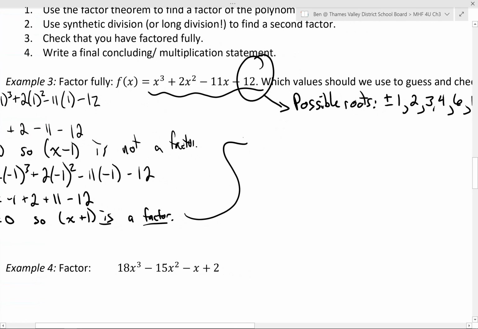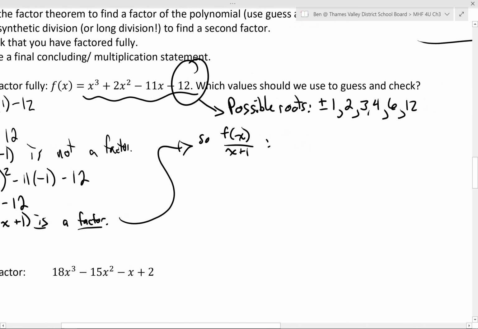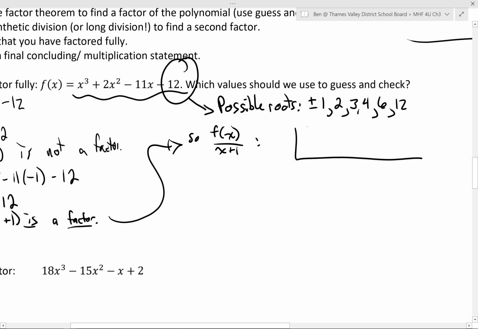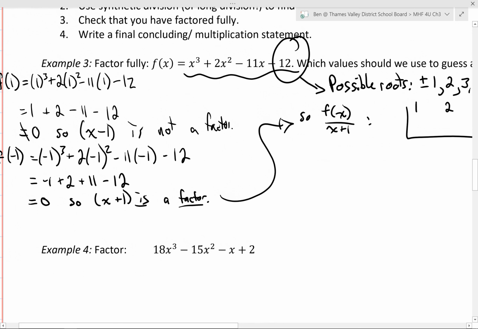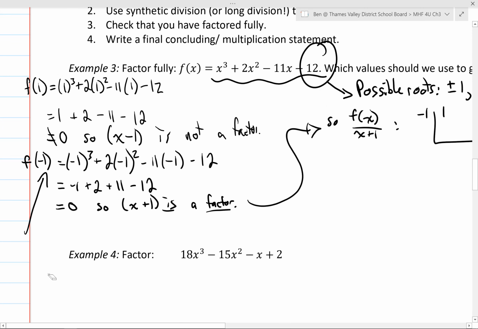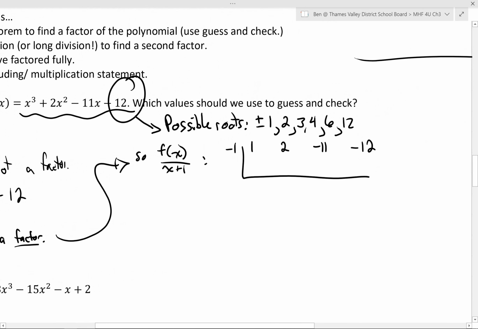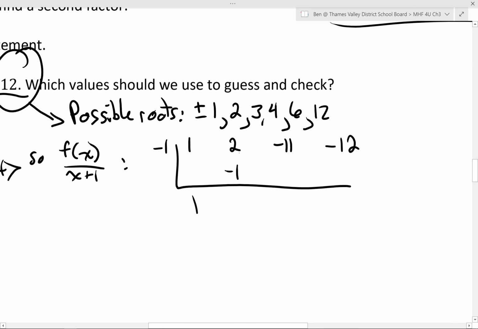So let's work f at x divided by x plus 1. I'll put that into my synthetic division here. My coefficients: 1, 2, negative 11, negative 12. My root of my divisor is x equals negative 1. You'll notice that's the same value that I substituted into my function. Again, you should be pretty much a master of this by now. If you're not, just a little more practice will help you. Negative 1, negative 12, positive 12, 0.